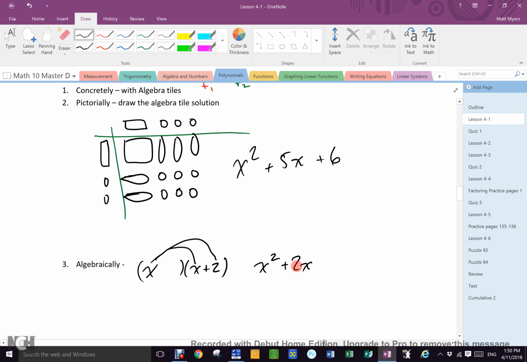Plus 2x. Now, there's a 3. Now the x is gone. So what do I do with that 3? Same thing. It hits there to get me 3x. Why do I put the x's together? Because then I'm going to add them up. And then it hits the 2 to get what? 6. And then I add them up to get the same answer, yes? Which is x squared plus 5x plus 6.